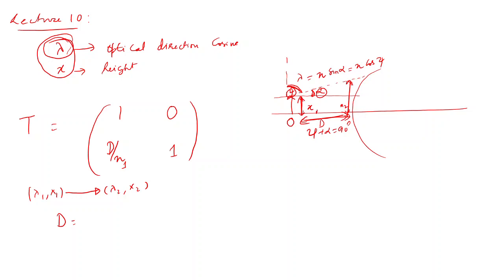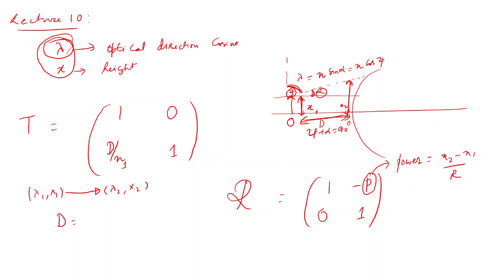So that's how we derived the translation matrix. Similarly, we also derived a matrix for refraction. The refraction matrix that we derived was 1, minus p, 0, 1, where we called p the power, which was equal to n2 minus n1 by r, where r is the radius of curvature.